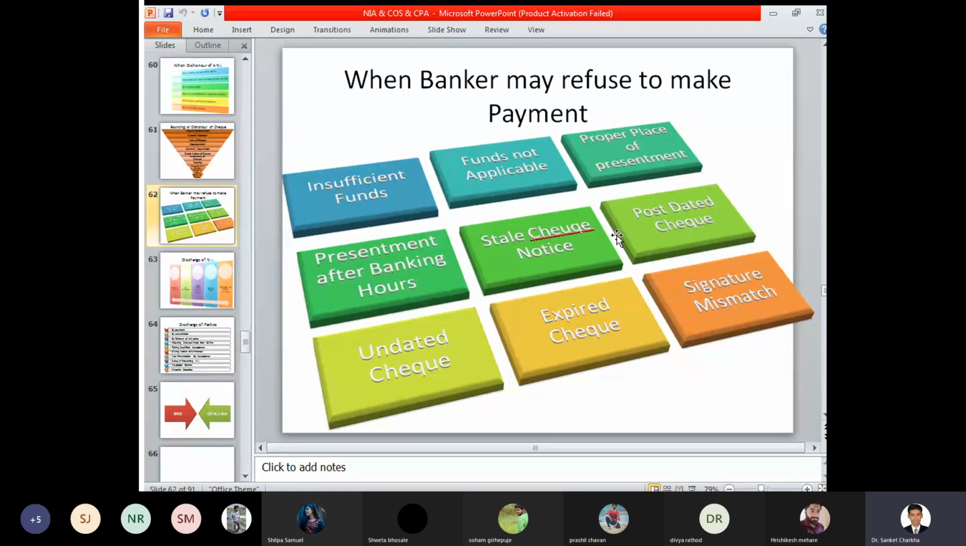Proper place of presentment. If a particular check has been identified with a certain place, that is payable in Pune only, payable in Maharashtra only, payable in Jammu only, payable in Delhi only, then based on the consideration we can identify that if proper place of presentment is not being made, then also the check can be refused.